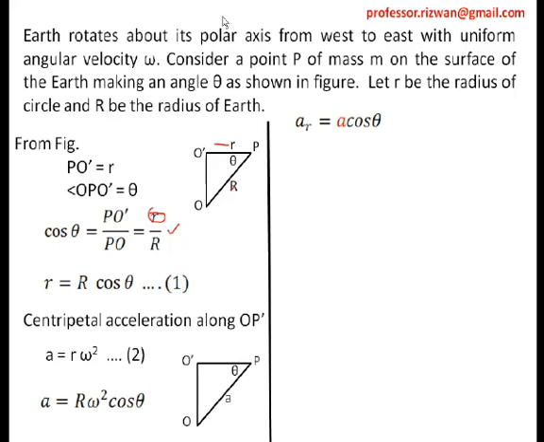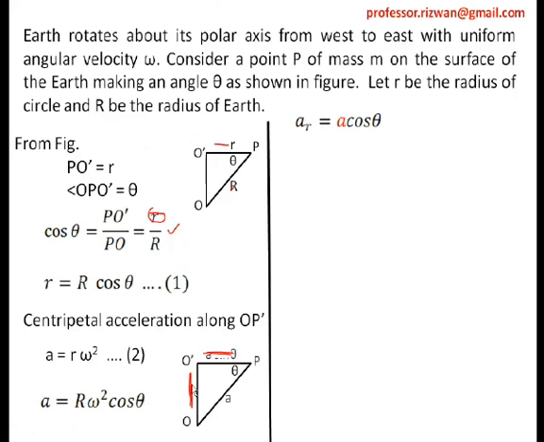Now I can show OP as an acceleration, but if OP is a vector, I can resolve this vector into two components. One component is the vertical component, and the other is the horizontal component. So two components, one is this and the other is this. This one is called the horizontal component. This component is called the vertical component, which is also known as the radial component.